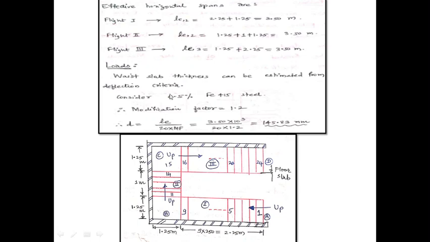Then on the y-axis we get the modification factor from the deflection criterion as approximately 1.2, and therefore effective depth is L effective, that is effective length, upon 20 into modification factor. It is 20 because for a simply supported beam we use 20, and therefore it is 3.5 into 10 raised to 3 upon 20 into 1.2, that is 145.83 mm. That is the required effective depth.